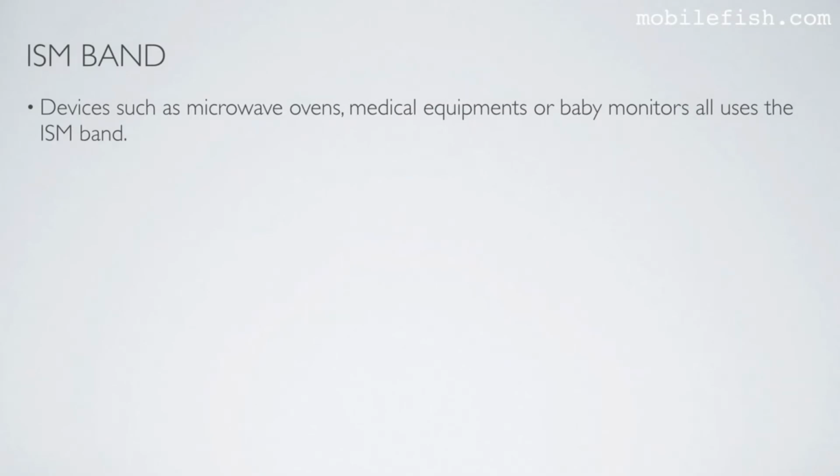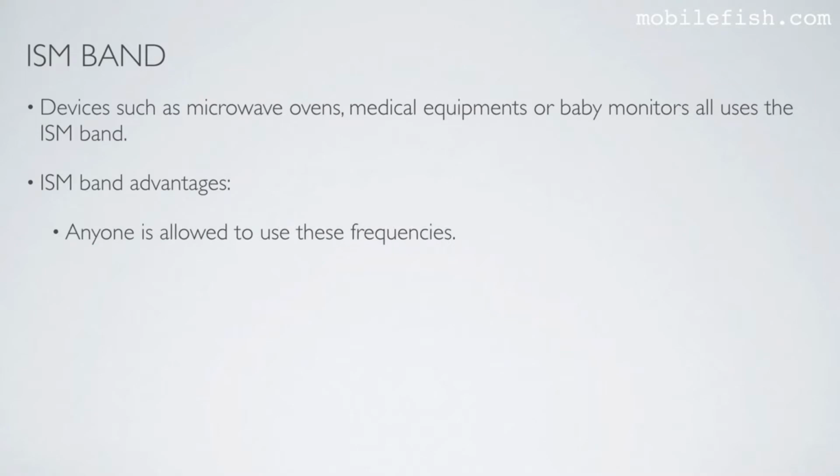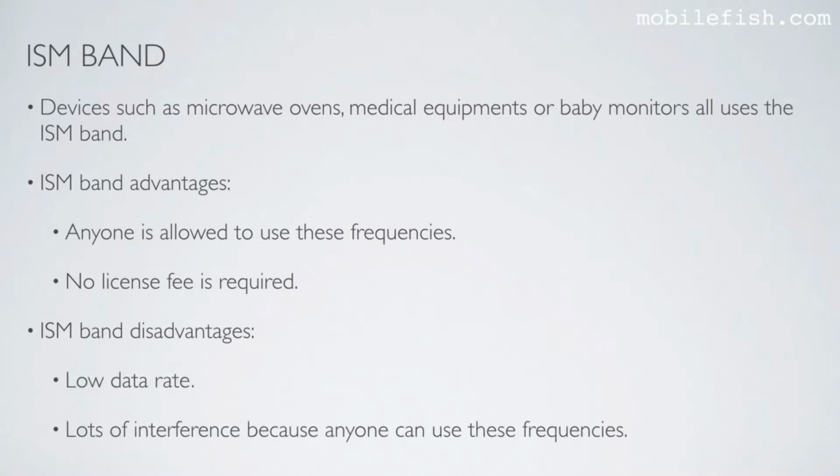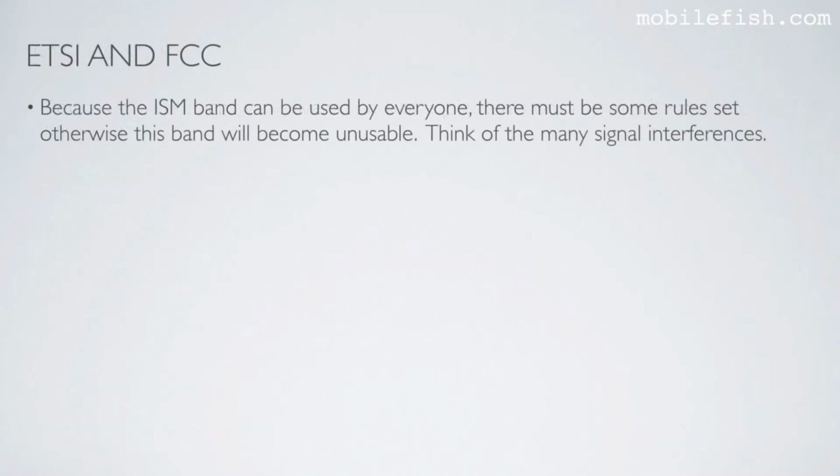Devices such as microwave ovens, medical equipment, or baby monitors all use the ISM band. Here are ISM band advantages. Anyone is allowed to use these frequencies and no license fee is required. And here are ISM band disadvantages: low data rate and lots of interference because anyone can use these frequencies. Because the ISM band can be used by everyone, there must be some rules set, otherwise this band will become unusable. Think of the many signal interferences.